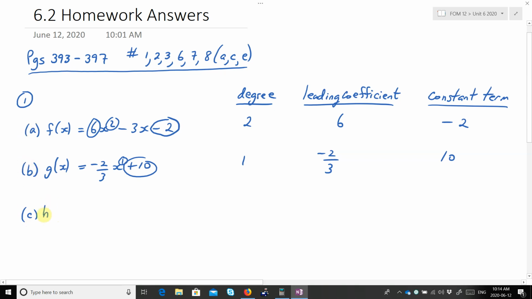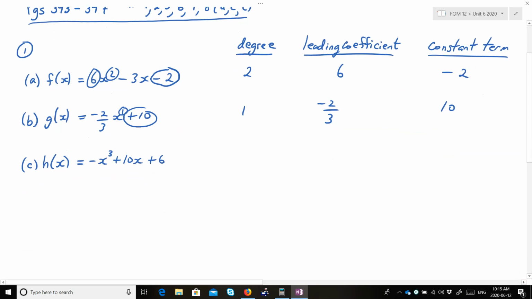Letter C is h of x equals negative x cubed plus 10x plus 6. The degree is the highest power of x, the leading coefficient is that number in front of the highest power of x, and the constant, of course, is the 6. And let's do some checking back here. Good, things are looking good so far.